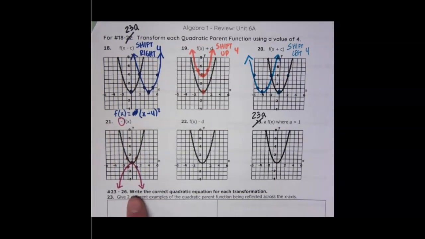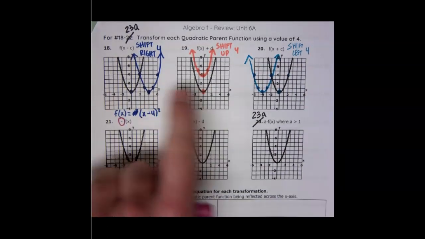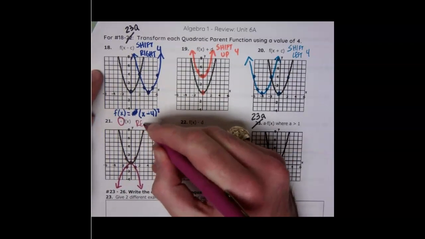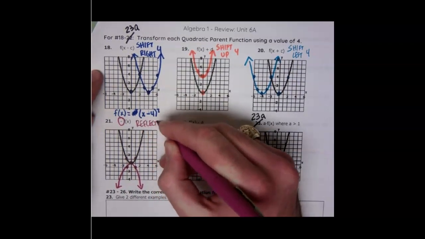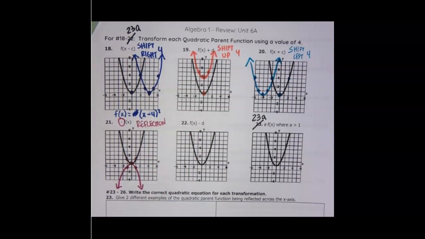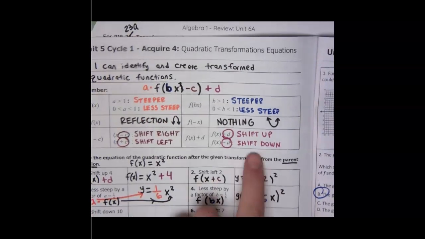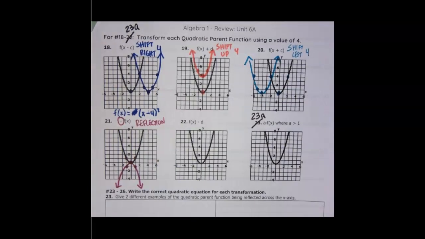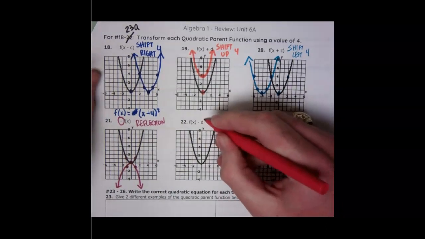Okay, this is a reflection. So shift right, shift up, shift left. Reflection. This is a reflection. Let me write that. Reflection. Okay, now this one, again, we look at our rules, f of x minus d. Minus d is a shift down. So I would write a shift down. This would be minus d.